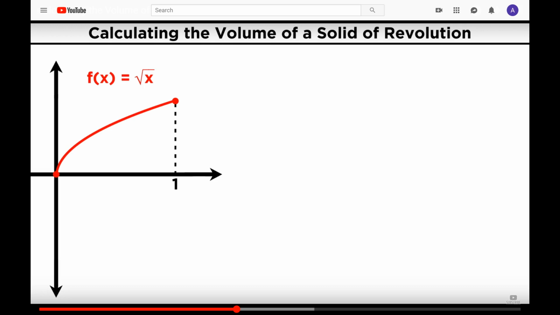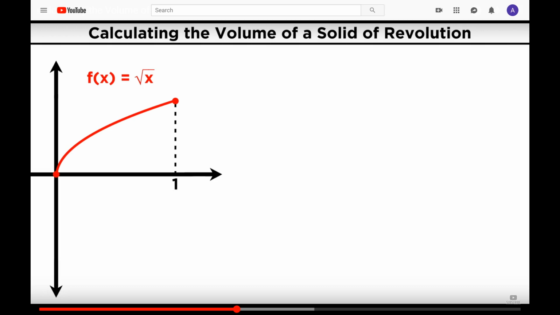Okay? So now, suppose there was a disk underneath here like this. This is the radius of that disk. How big is the radius of that disk? It's y, which is equal to, what's y in this case? Root x. Okay?